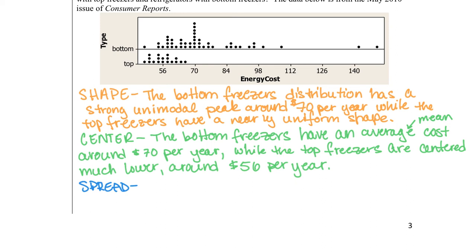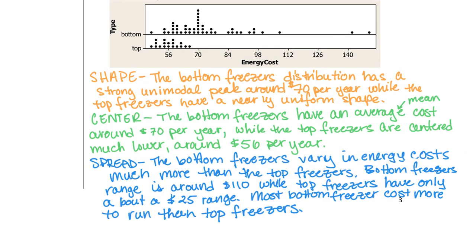And next we'll talk about their spreads, which is where we're really going to get a lot of information. There's a lot of information in spread, particularly in how we can compare these two. The bottom freezers vary. This is a really important word to use, vary, when we're talking about spread. So the more spread out things are, the more varied the distribution is. The bottom freezers vary in energy costs much more than the top freezers.